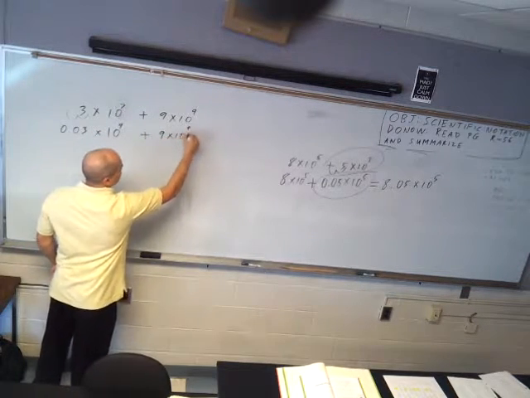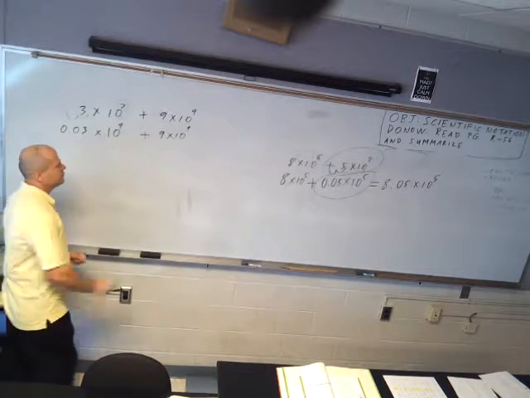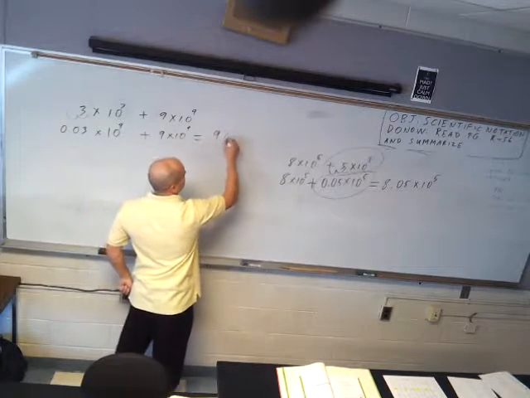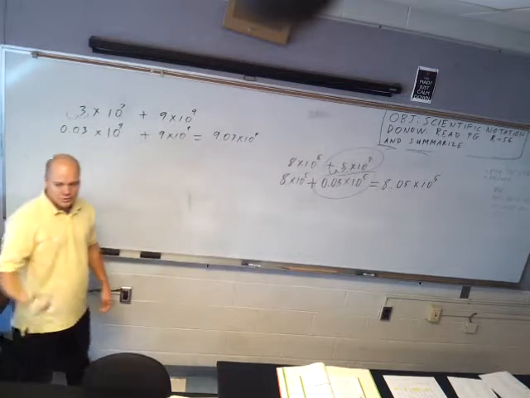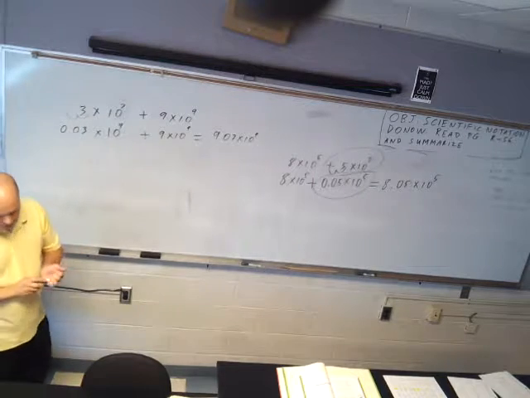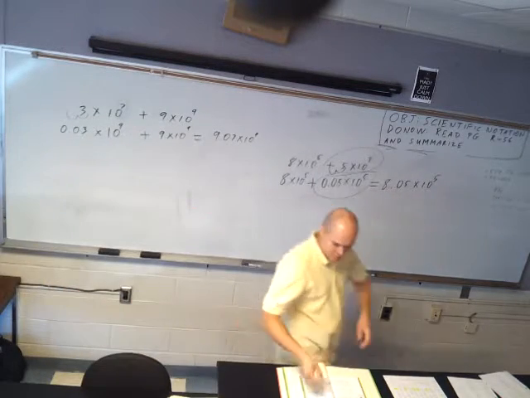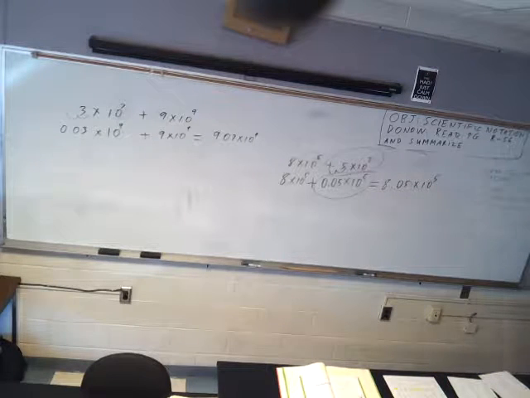And now we add them together. We get 9.03 times 10 to the 9. Whichever one has the smaller exponent, that's the one you're changing. Alright, let me pass this out. Don't worry, it'll be okay.